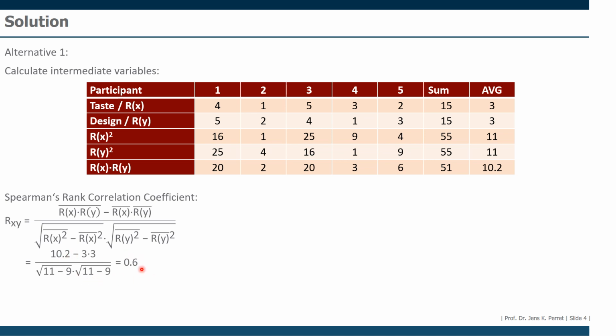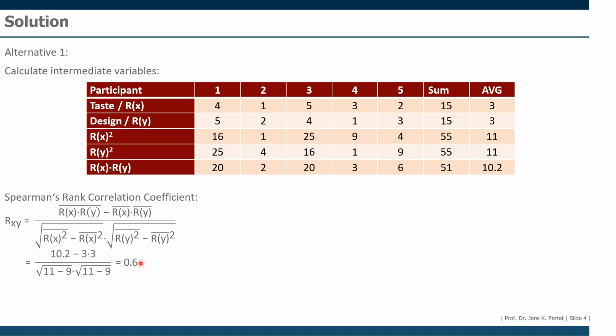And as a final result, a Spearman rank correlation coefficient of 0.6. So on the one hand, we see it's a positive relation. Those guys who rate taste good also rate design good. It also is larger than 0.5, so it's a strong relation because the threshold values are 0.1, 0.3 and 0.5. This is definitely larger than 0.5. Larger than 0.5 means strong relation.